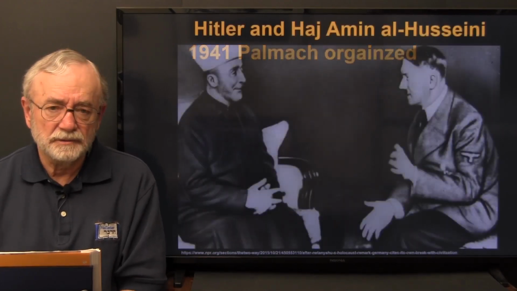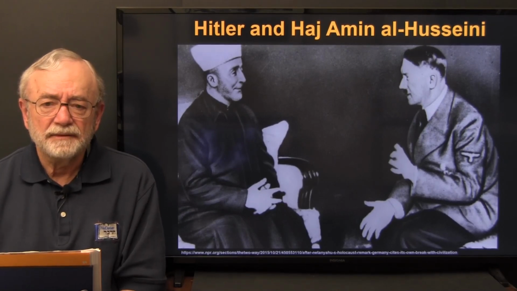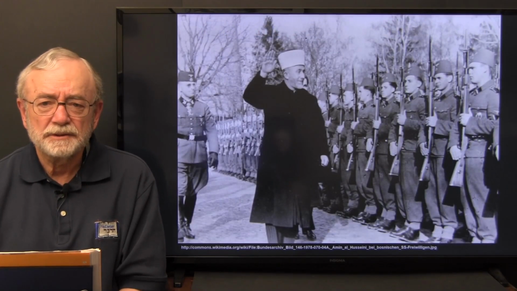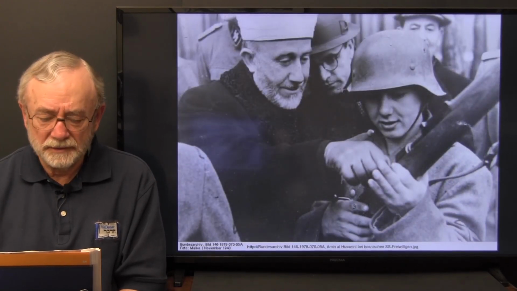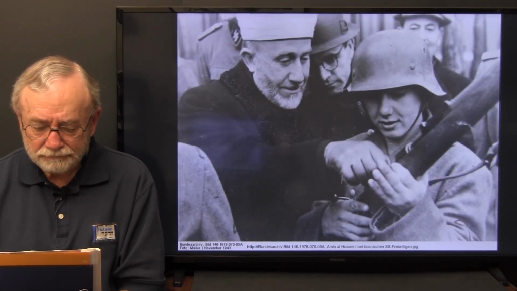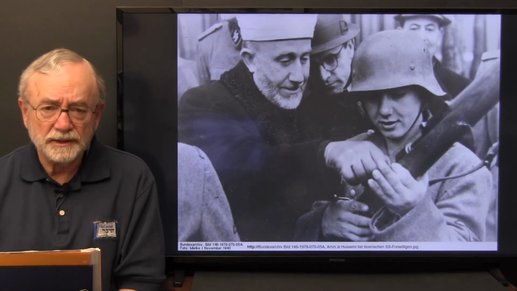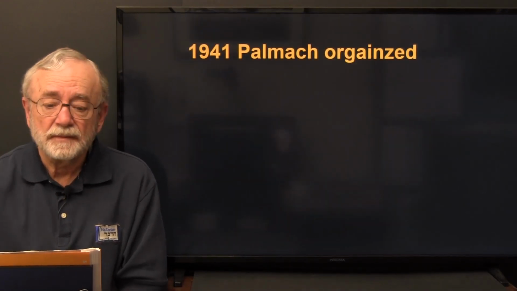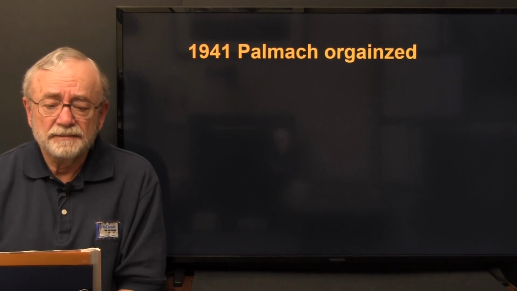No courtship of the Axis was more avid, however, than the one carried out by the Mufti in Jerusalem. And here's Hitler and Haj Amin al-Husseini having a private little meeting. So al-Husseini inspected German troops and hobnobbed with German soldiers. Although sorely tried, the British were not entirely without local support in the Middle East. The Jews proved loyal. We were loyal because we faced a common enemy.